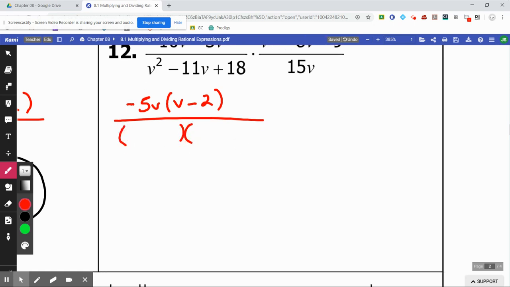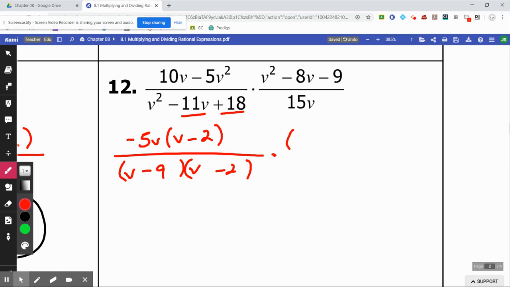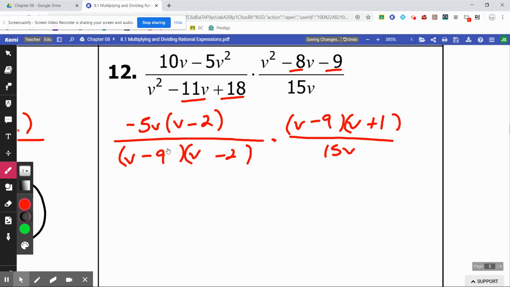On bottom, 2 sets of parentheses. V and a v adds, multiplies would be a negative 9, negative 2. Times 2 sets of parentheses. V and a v adds, multiplies would be a negative 9 and a positive 1. On bottom, you have a 15v. Let's cancel our monomials first. You have the 5, negative 5, and the 15 leaves you with a negative 1 and, let's see, divided by 5 leaves you with a 3. The v cancels completely with a v. And again, you can cancel out the pieces of that because it is a monomial. It doesn't have a plus or minus.